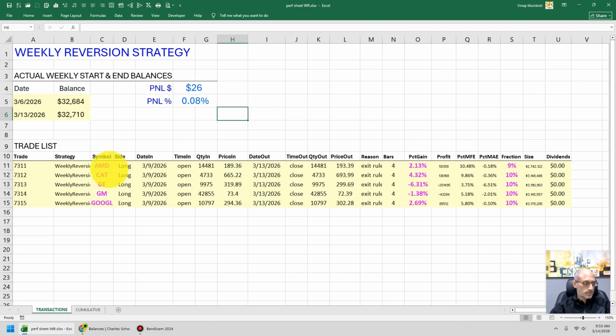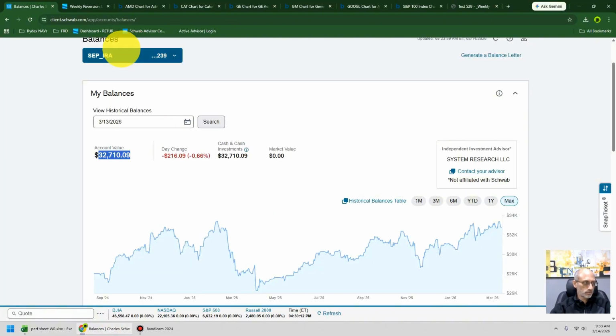And these were the 5 positions that were held in the account. And they were all sized at half size or less, instead of the usual 20%. They were at 10% or 9%. That's because the overall market is in a bear market according to the rule set and the strategy.